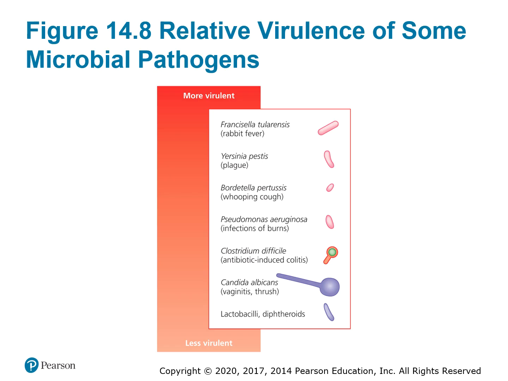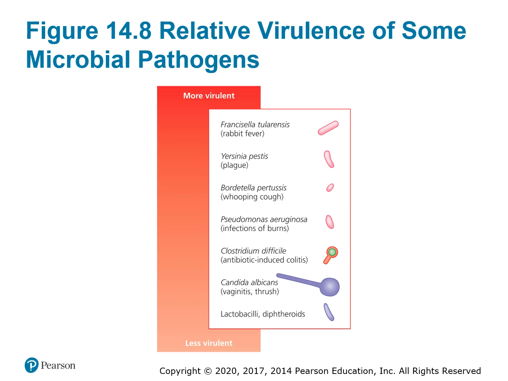So this is a little chart looking at the relative virulence. How sick will this make me of some microbial pathogens? So it's showing you up at the top, rabbit fever and the plague and whooping cough. So the ones at the top are the most virulent. I unfortunately don't know anything about rabbit fever. I guess I need to look that one up. But the plague I sure know a lot about, and whooping cough, of course.